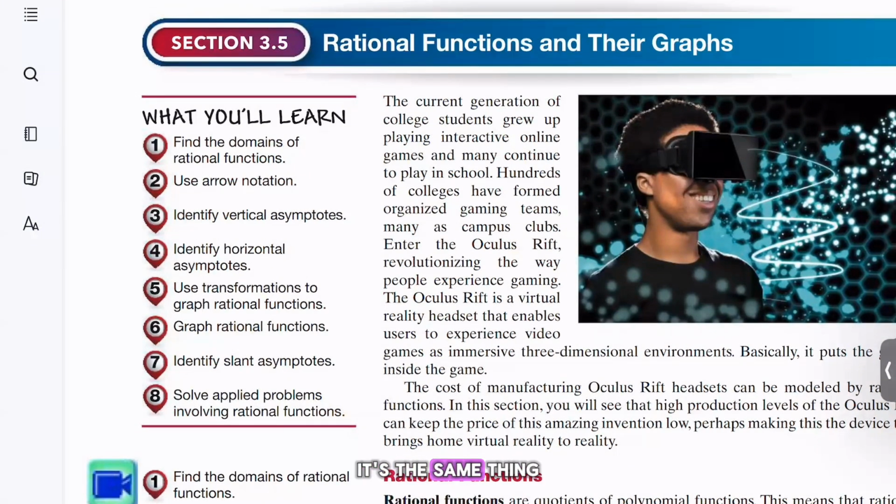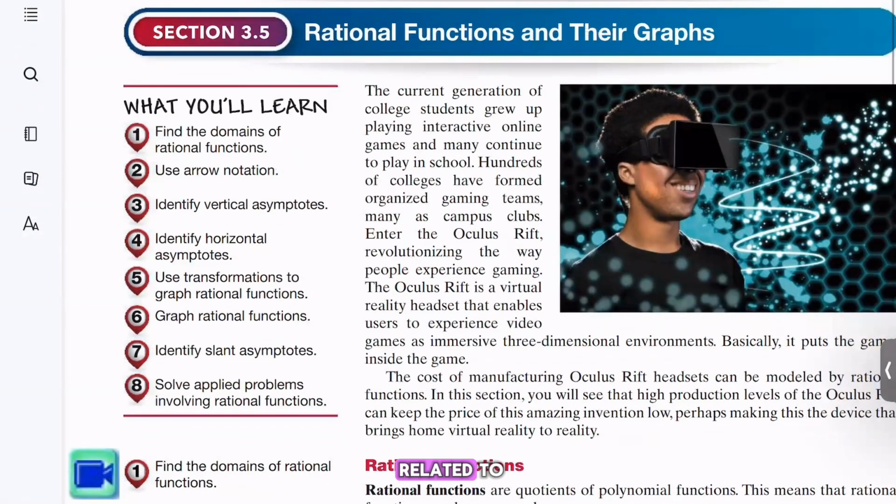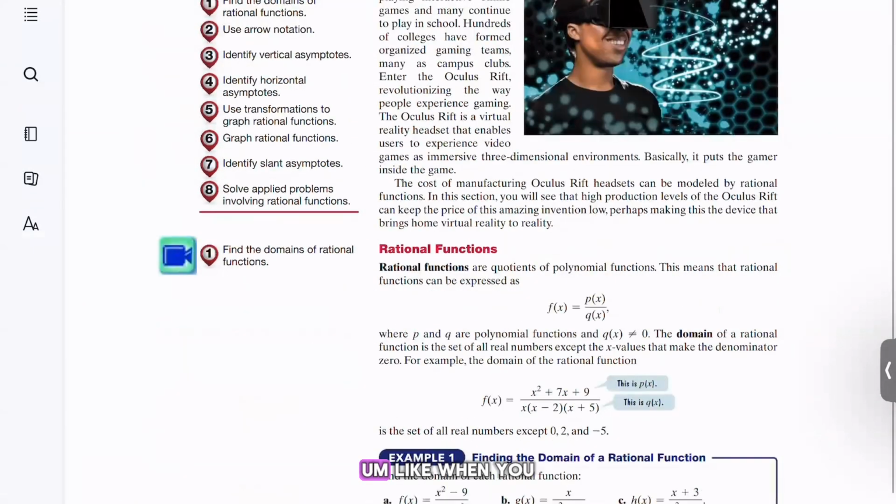Transformations of functions, it's the same thing as when you have the vertex form and you take a quadratic and you transform it. It's the same thing with rational functions. Slant asymptotes, not even really important at all. And rational functions and applied problems are mostly going to be something that's related to, like, physics.